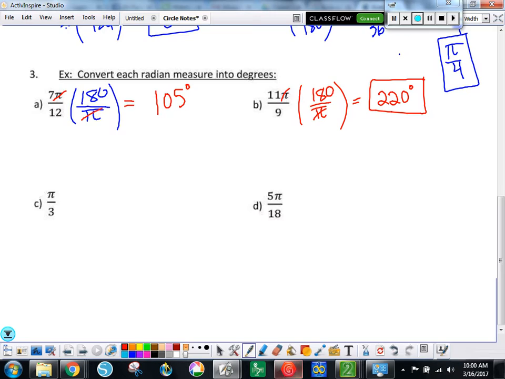Okay, this one, multiply it by pi over 180. Nope. 180 over pi. What do we get? 15 degrees. Every time you got it, give yourself 15 points. Good. And take 5 minutes.